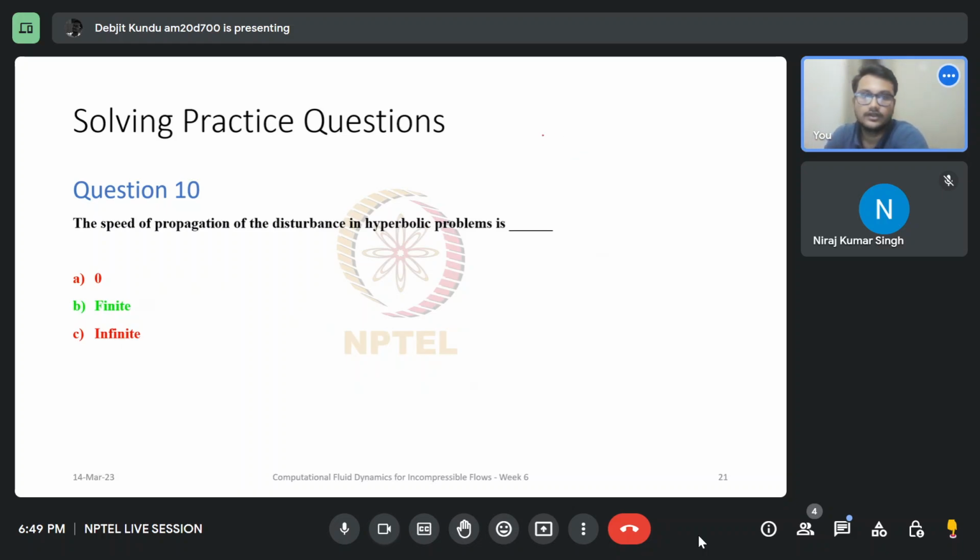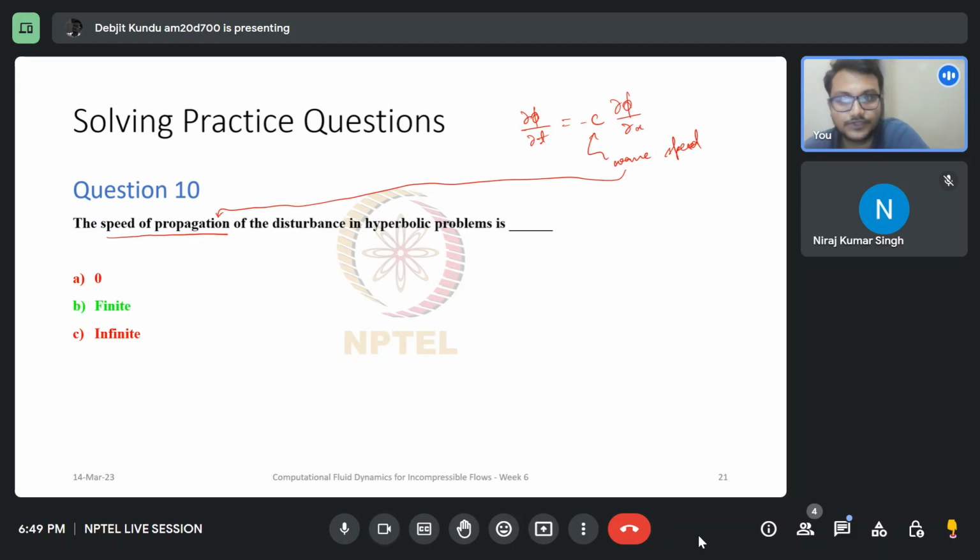So the simple way to answer this is if we go back to the model equation once again. This is the model equation where the c was the wave speed, and this itself is the speed of propagation of any disturbance in a system which is governed by a hyperbolic PDE. And a more detailed way to answer this would be like this. So if we have a look at a wave, let's say something like this.